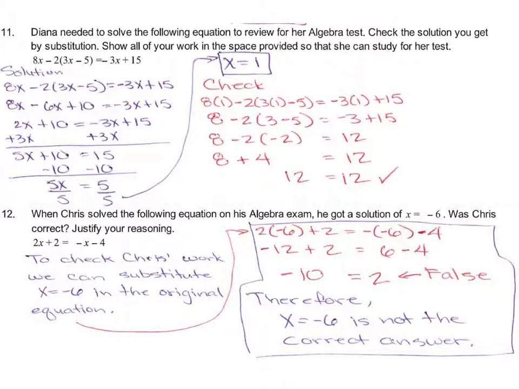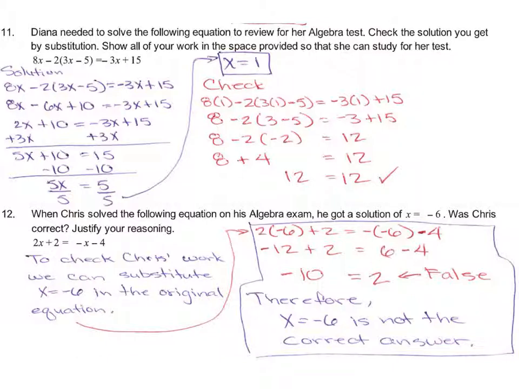To make sure that we did everything right and this answer is correct, we substitute x is equal to 1 into the original equation. You can see right here that you end up with 8 times 1 minus 2 multiplied by 3 times 1 minus 5, and then you have negative 3 times 1 plus 15. You continue working that out, you end up with 8 plus 4, which is equal to 12. Negative 3 plus 15 is also equal to 12. So we know that x is equal to 1 is the correct answer.